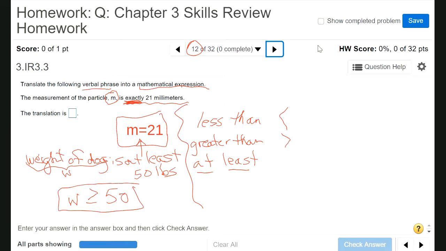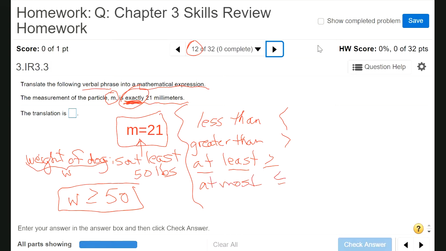So you're going to run across different expressions and you're going to want to translate them into math. So be sure if you have a question about any of those and you're not sure what symbol to use for it, then don't forget you can view an example or help me solve this and then do another one. Those are some common ones. We did exactly, that's equals. We did less than, greater than, at least. So at least would be greater than or equal to. At most is going to be less than or equal to.